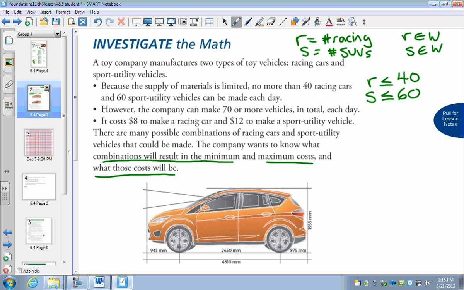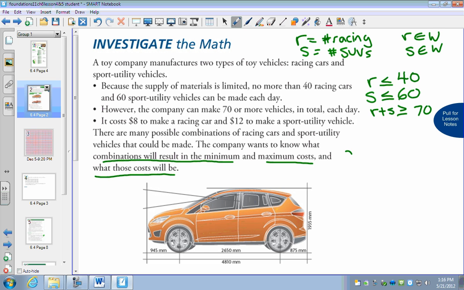However, the company can make 70 or more vehicles in total each day. So R plus S, there's some relationship. It can make 70 or more vehicles per day, so R plus S is greater than or equal to 70. It costs $8 to make a racing car and $12 to make a sports utility vehicle. Okay, so that would be our cost.